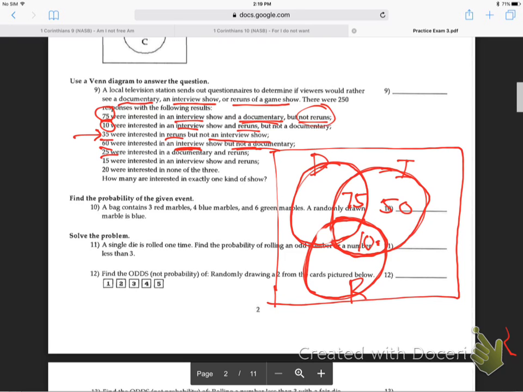Let's go to the 25. 25 documentary and reruns. Do you see the two sections that are in the D circle, documentary, and the R circle, reruns? They're both in the D circle and the R circle. They total 25, but I don't know either one yet. So let's keep moving. I'll put an arrow to remind myself to come back to that fact later when I have one of those two.